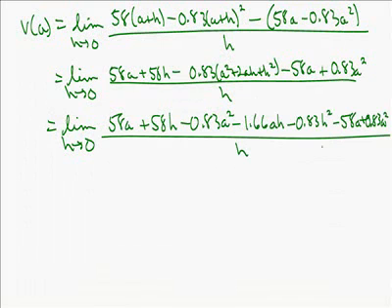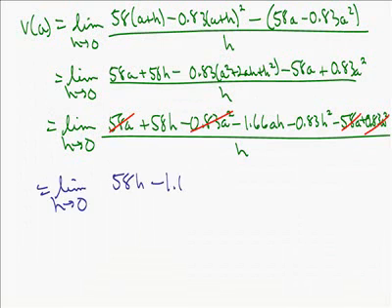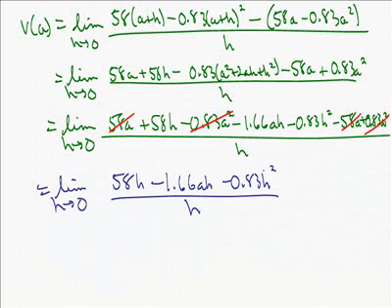Okay, and then let's see, what do we lose here? Well, positive and negative 58a. Remember, we should get rid of all the terms that don't have an h in them. Here's a negative 0.83a squared and a positive 0.83a squared. Everything else should have an h, and it does. So we have then the limit as h approaches 0 of 58h minus 1.66ah minus 0.83h squared, all of that divided by h.